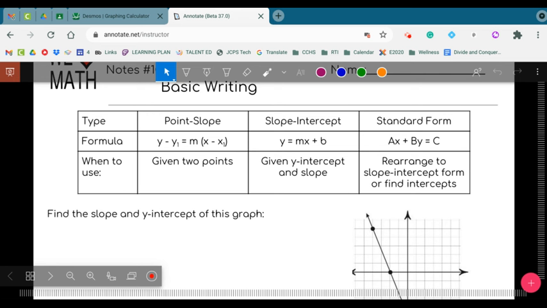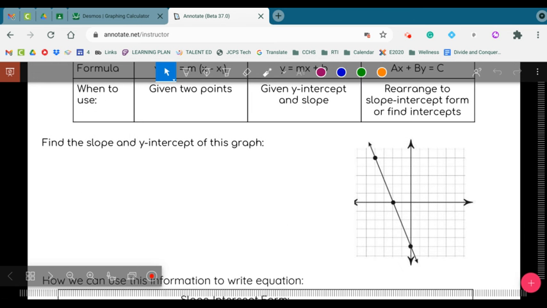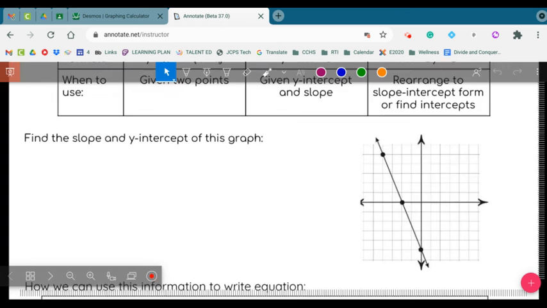Point slope, we're going to talk about how we can use that more. We're going to use that more whenever we're given 2 points or a point and slope. Slope intercept, you have to be given the y-intercept and slope. And then standard form, you have to rearrange that to slope intercept form or find your intercepts in order to graph it.